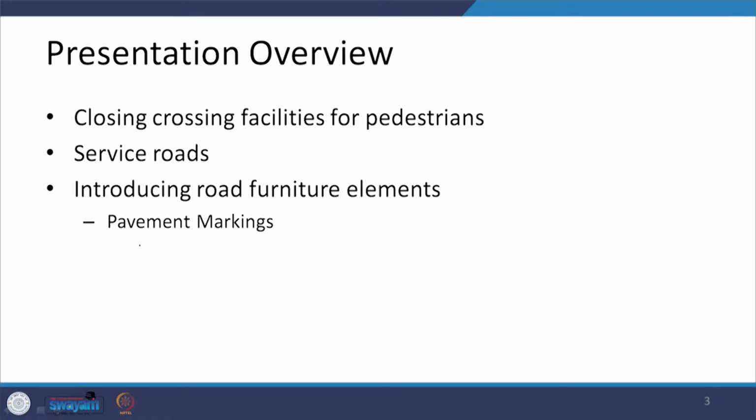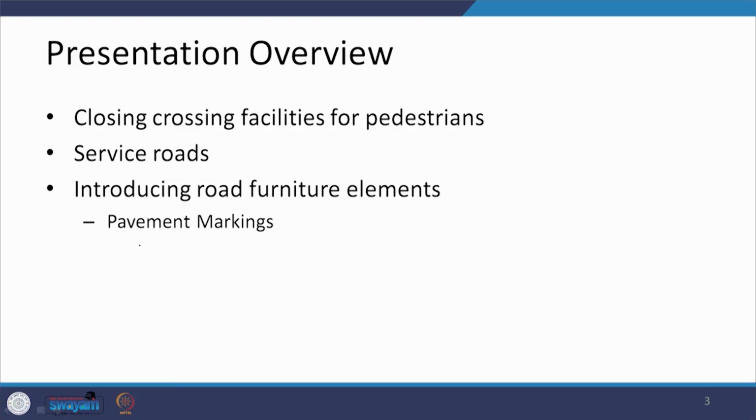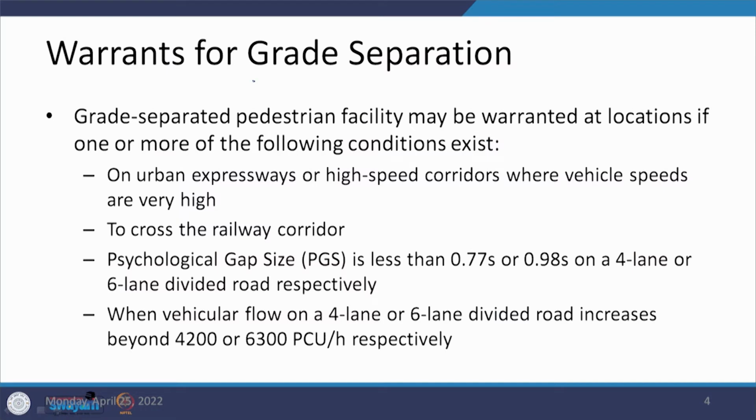Towards the end, we will have an introduction to the type of road furniture which needs to be provided, and then an introduction to the pavement markings, which we will continue in the next interaction. So, let us first of all close our crosswalk facilities for pedestrians.